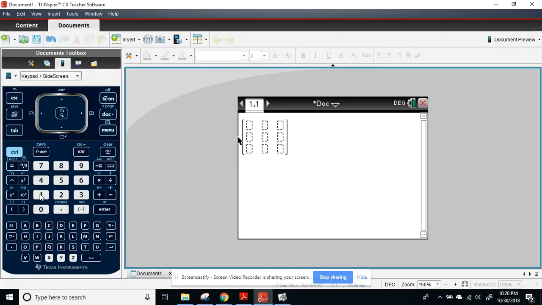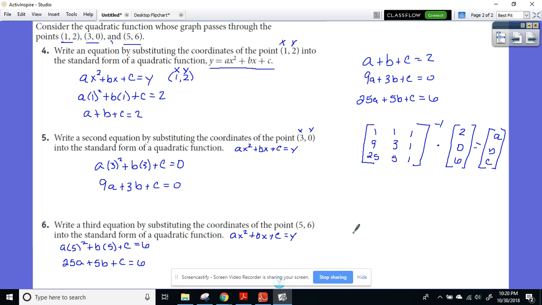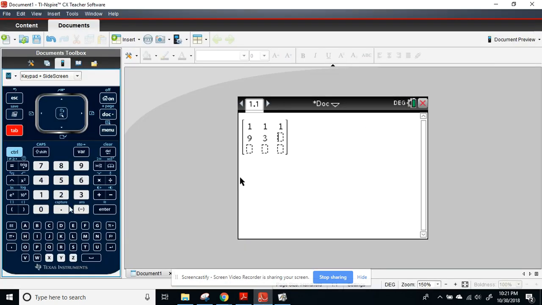Okay, so I need a 1. Press the tab button. A 1. Press the tab button. 1. Tab button. 9. Tab 3. Tab. What was it? 931. 1. Tab 25, tab 5, tab 1. Don't forget that we are supposed to be raising that to the -1 power.